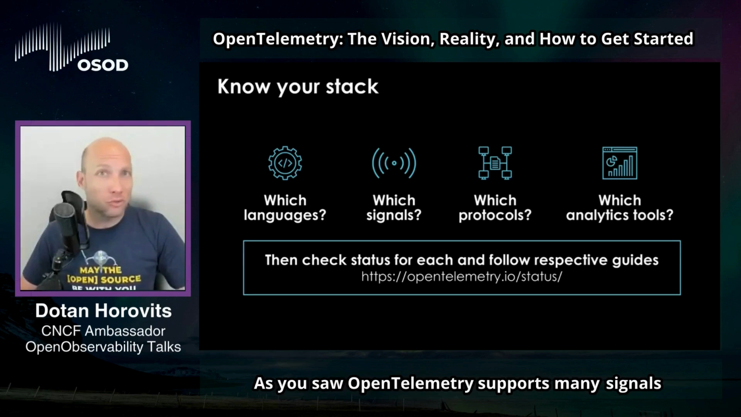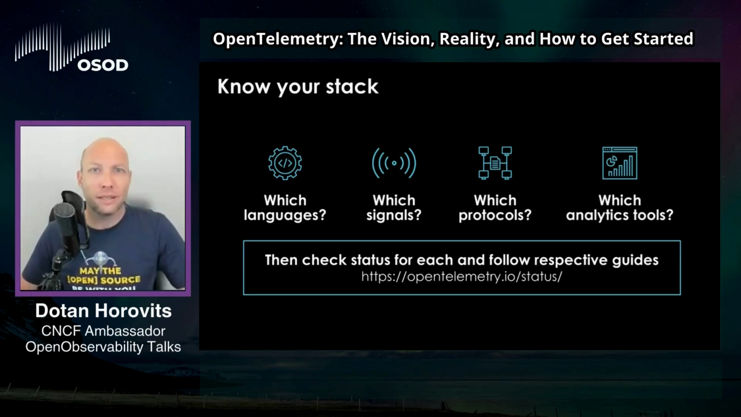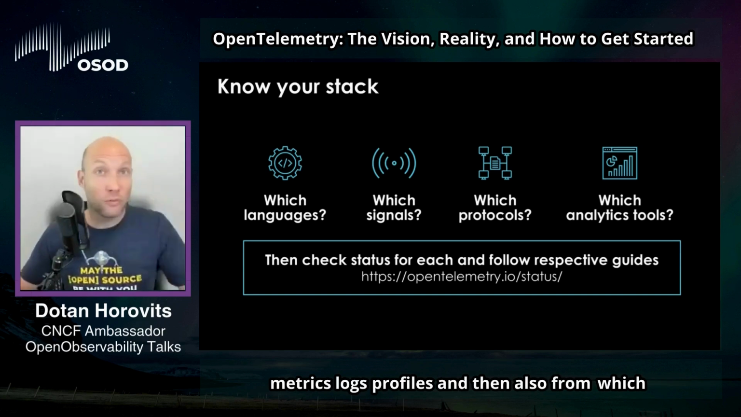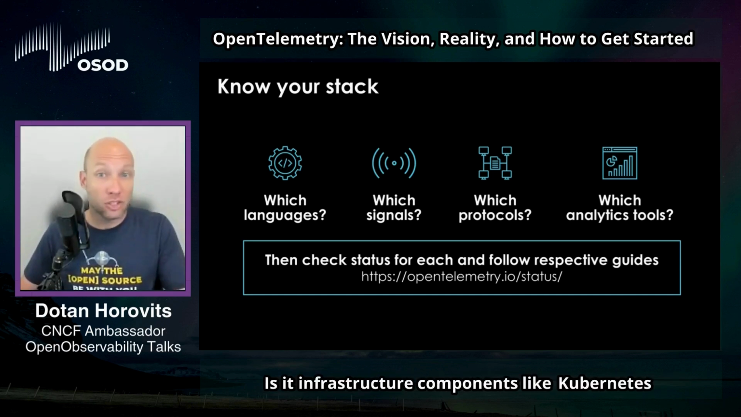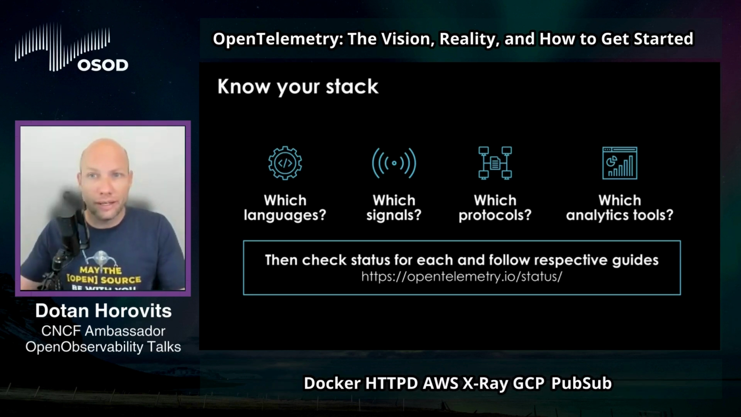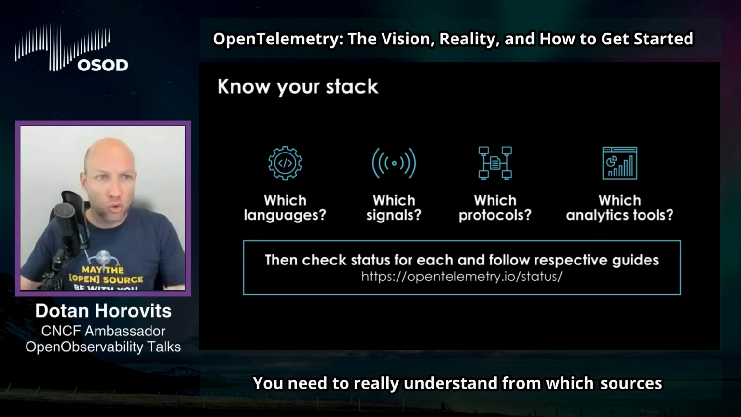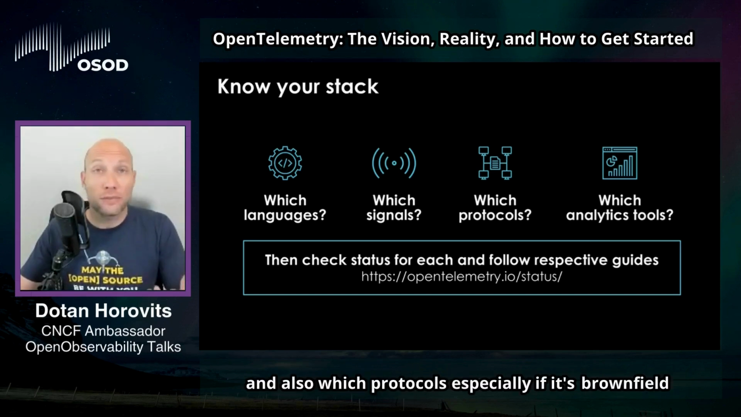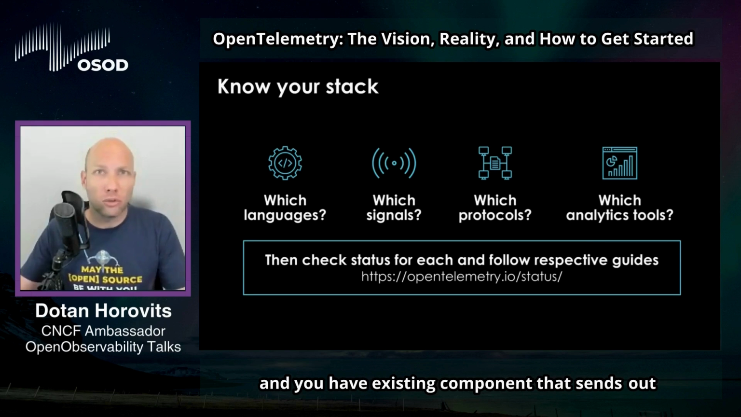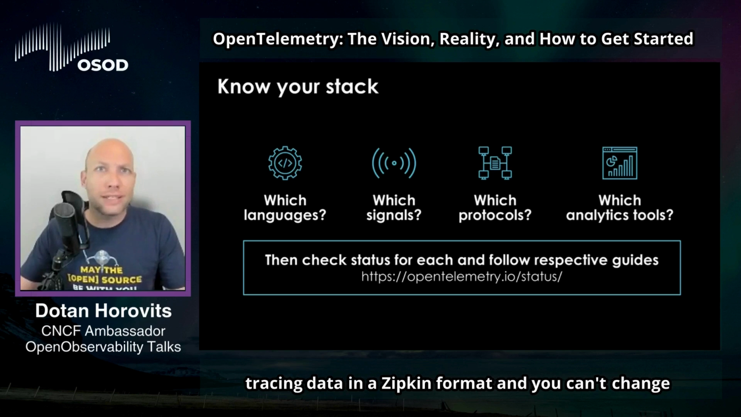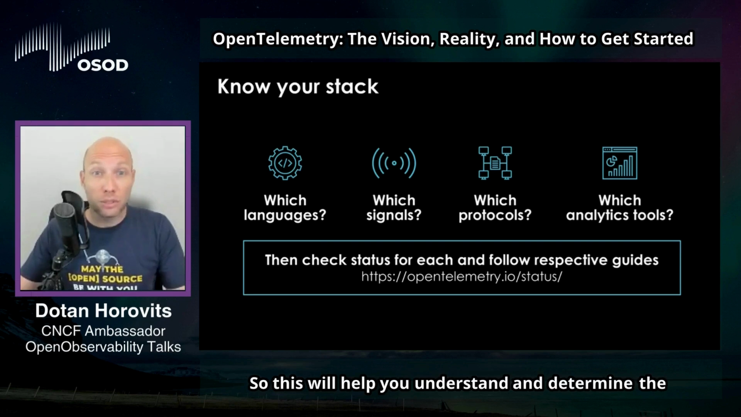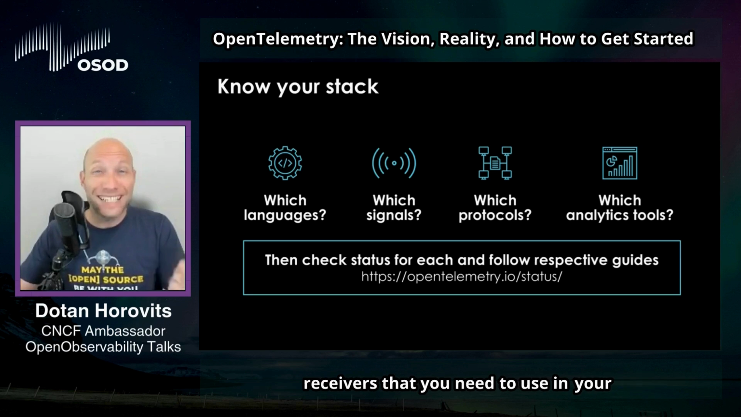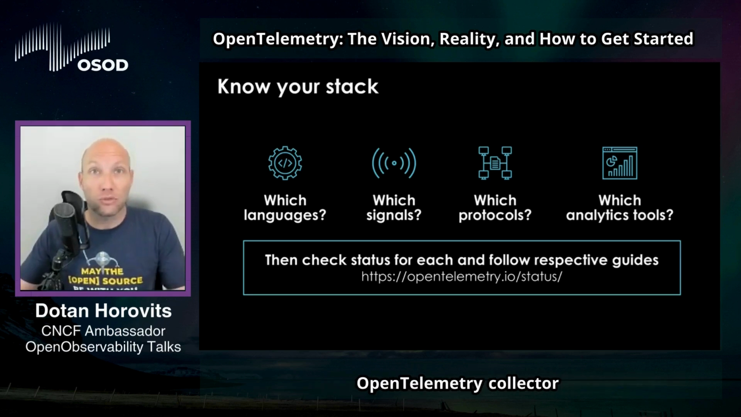Secondly, ask yourself which signal types are interesting for you. As you saw, OpenTelemetry supports many signals, but you need to understand whether you want tracing, metrics, logs, profiles, and also from which sources. Is it infrastructure components like Kubernetes, Docker, HTTPD, AWS X-Ray, GCP PubSub? You need to really understand from which sources, and also which protocols, especially if it's brownfield and you have an existing component that sends out tracing data in a Zipkin format, and you can't change it. You need to adhere to that. This will help you understand and determine the receivers that you need to use in your OpenTelemetry collector.